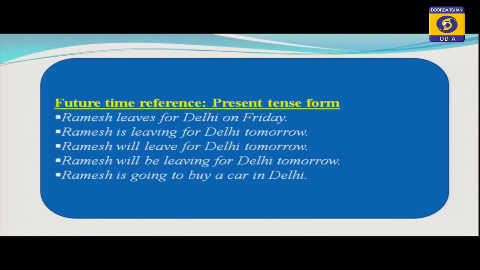Ramesh is going to buy a car in Delhi. Now, is going to buy. Now, is going, that is in present progressive form. But, children, this is a reference to future time. So, you marked how we have used different present tense forms, but all these sentences refer to future time.